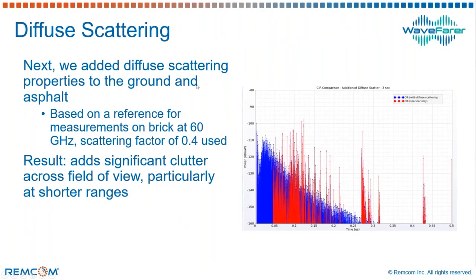Next, we thought we'd add in some diffuse scattering for the road. Based on some measurements and some different values that were available in the literature, we chose a scattering factor of 0.4. That actually matches up with our defaults, and we applied this to both the road and the terrain.